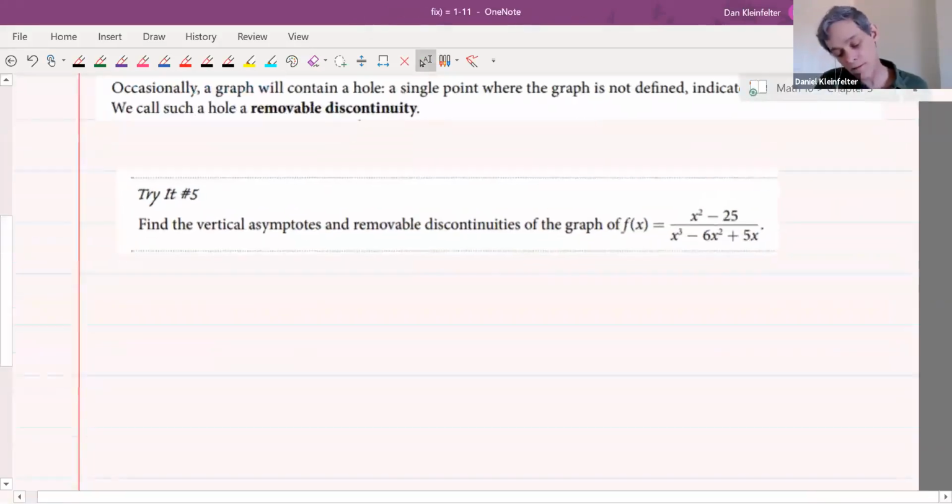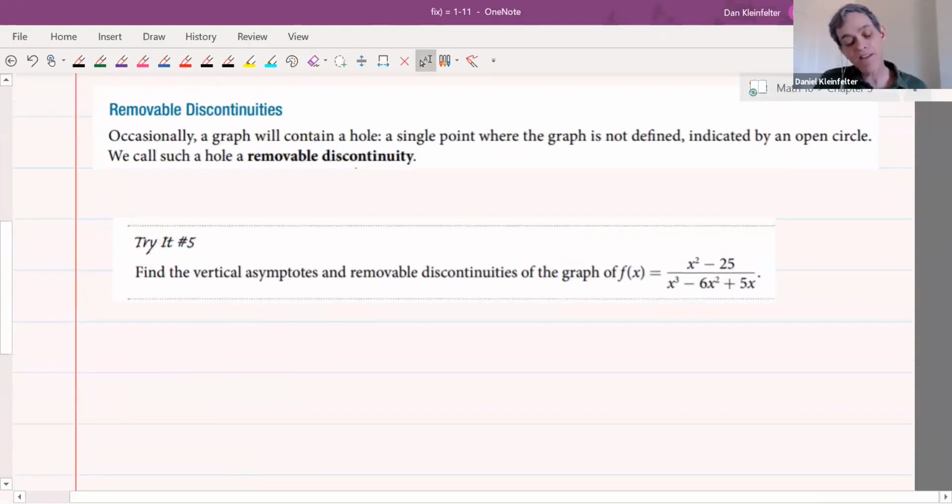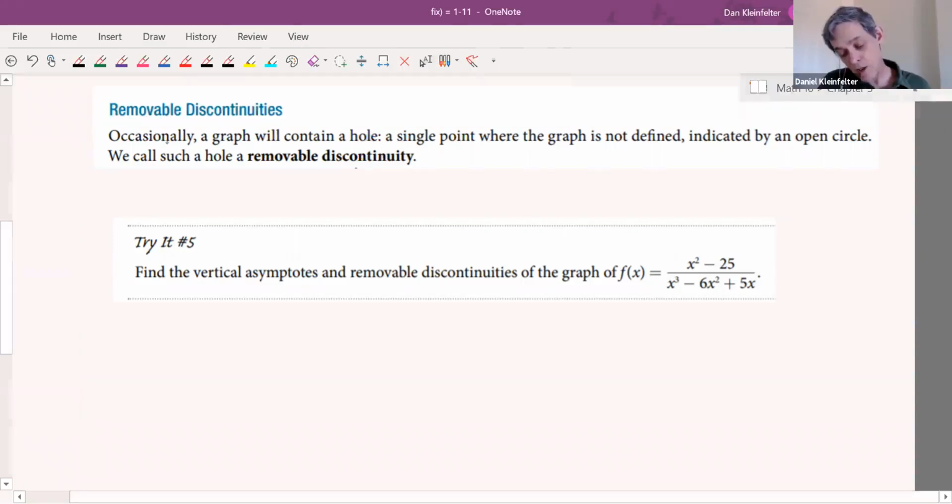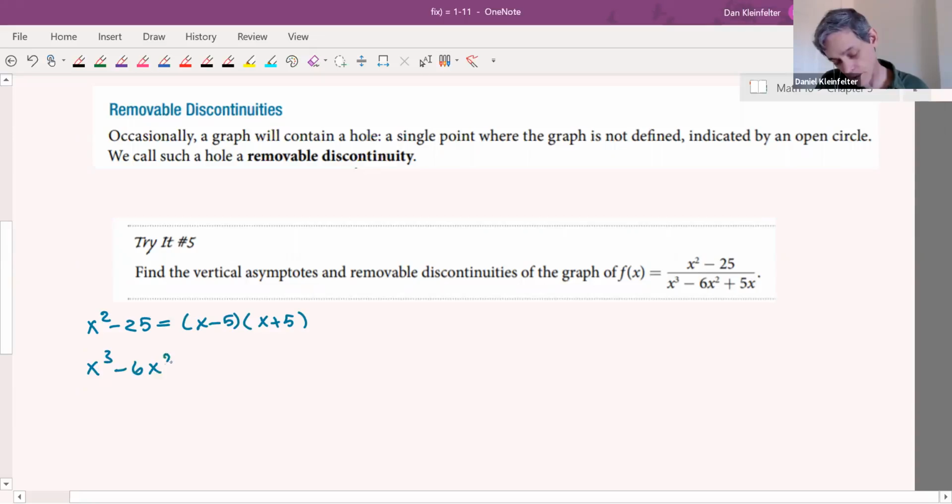Okay, so here, let's try an example. It says find the vertical asymptotes and removable discontinuities of the graph of this function shown here. So let's see that. To do that, the first thing I'm going to want to do is just factor everything I can. So x squared minus 25 factors as x minus 5, x plus 5. And then the denominator, I can see there's a common factor. We'll be able to take that out. Okay, so let's do that.